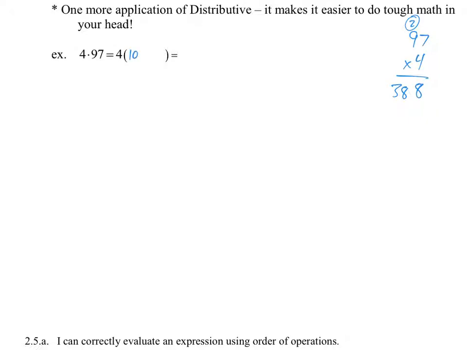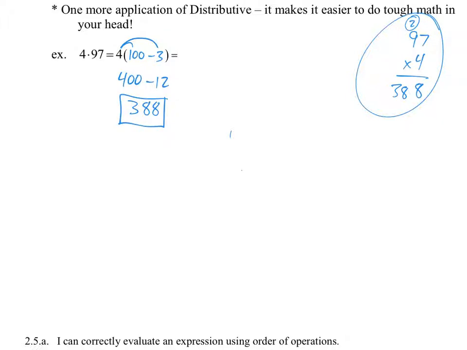So you agree, I could replace 97 with 100 minus 3. And this I can actually do in my head easier than trying to do this thing over here on the side. Because 4 times 100 is 400. And 4 times a negative 3 is 12, or a negative 12. So really it's just 400 minus 12, which is 388. Yes? So that's another way to do the multiplication that might be easier than flipping to a calculator or trying to think it through this way.